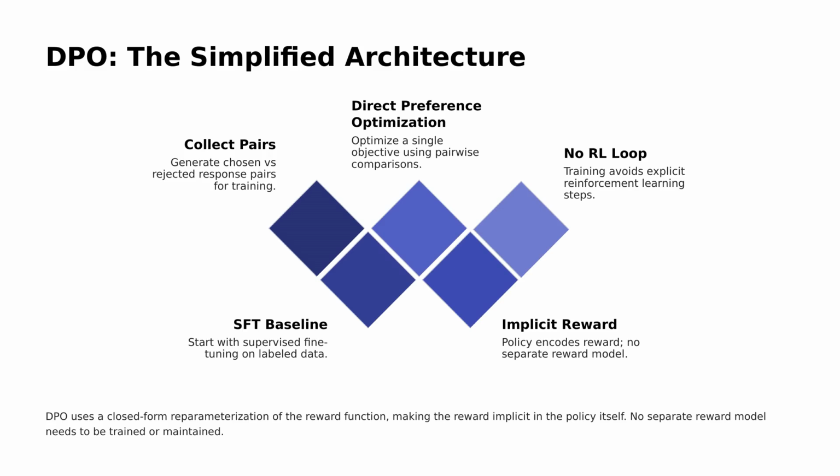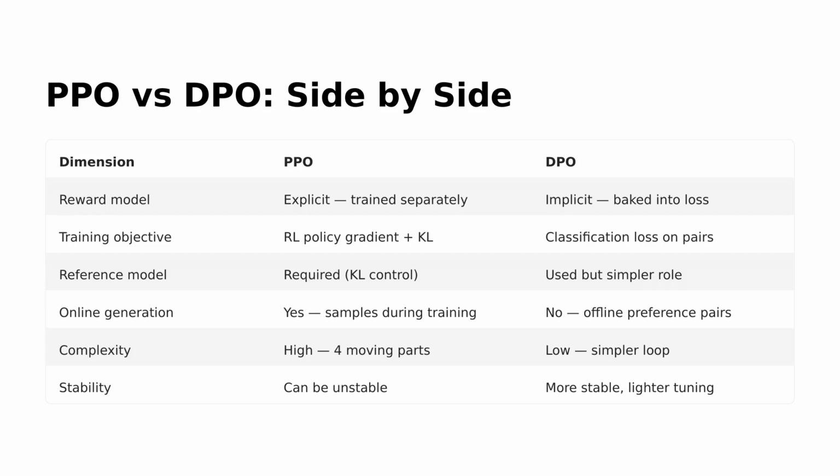DPO simplifies the alignment pipeline. We begin with a supervised, fine-tuned baseline, then collect preference pairs, a chosen response and a rejected one. Instead of training a separate reward model and running an RL loop, DPO directly optimizes the policy from those pairwise comparisons. Using a closed-form reparameterization, the reward is implicit in the policy itself, which makes training simpler, more stable, and easier to maintain.